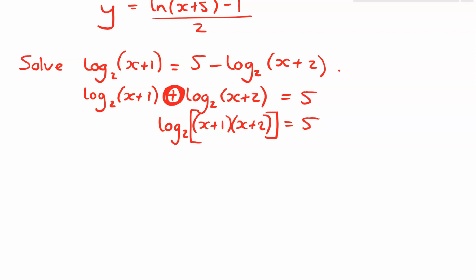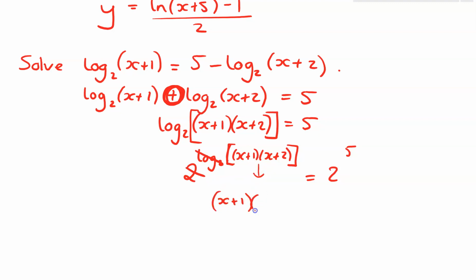Now I really want to get rid of that log, so I'm going to raise it. So 2 to the power of log 2 of x plus 1, x plus 2 in square brackets, equals 2 to the 5. So my log 2 and my 2 are going to cancel out. So x plus 1, x plus 2, and 2 to the power of 5 is 32.